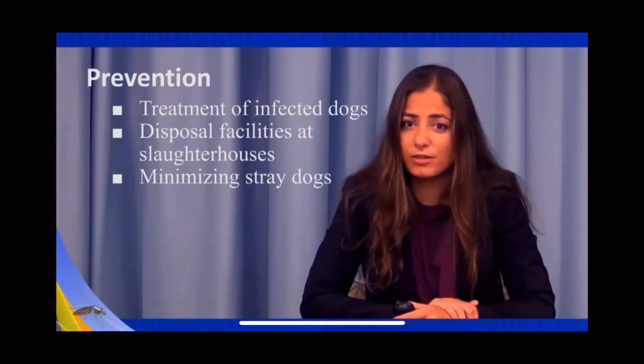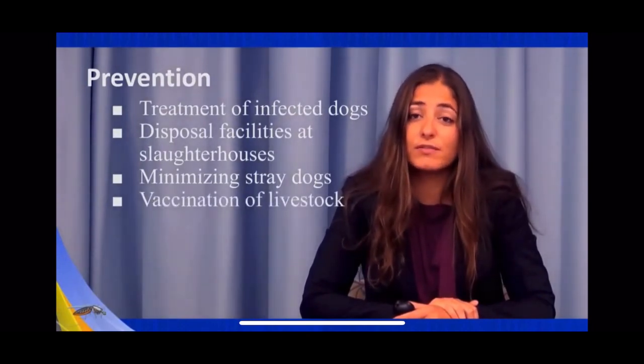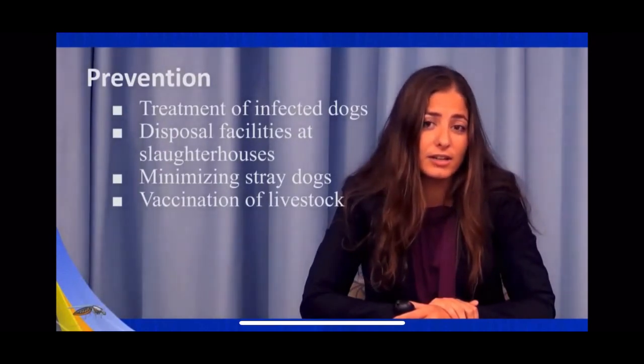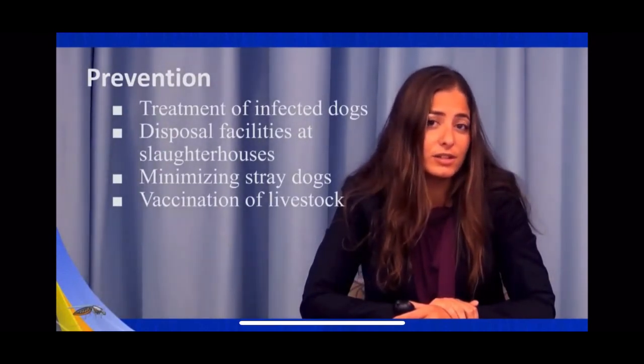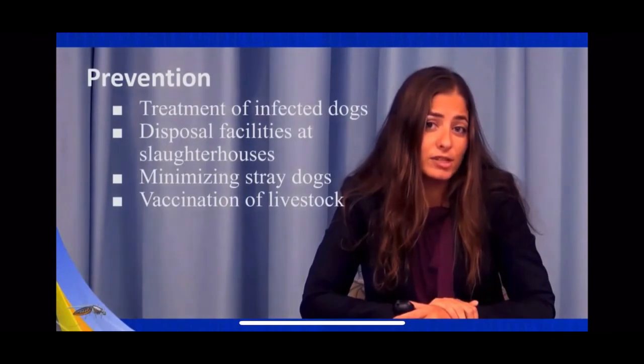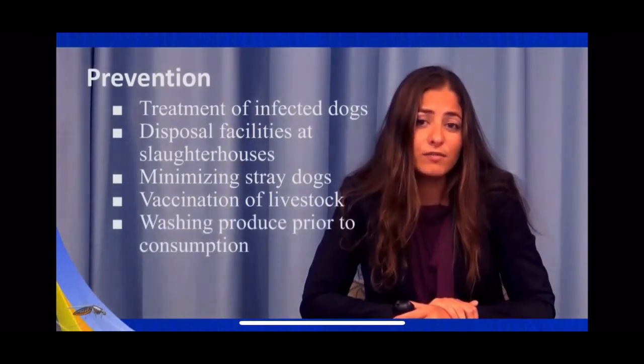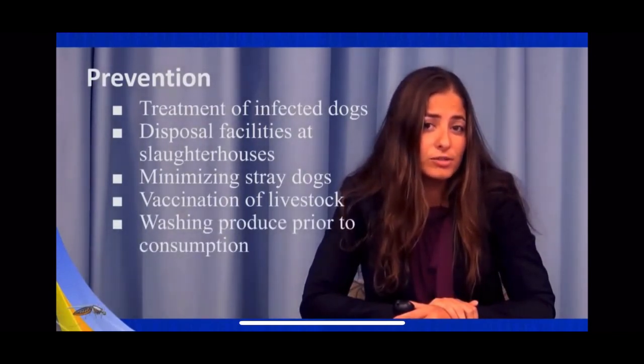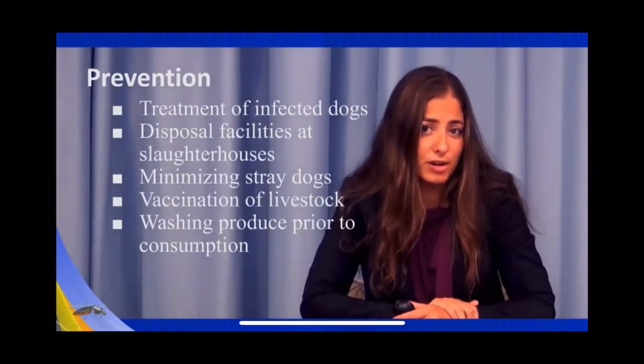With respect to the intermediate host, vaccination programs involving sheep and cattle against Echinococcus have been implemented with excellent results. Lastly, with respect to humans, washing fresh produce carefully and avoiding close contact with dogs can prevent accidental fecal-oral transmission of the parasite.